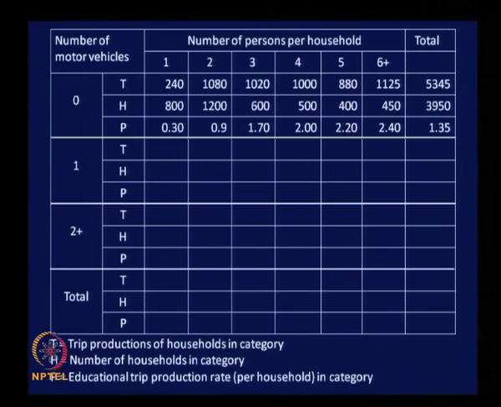Clear? This is just based on the field observed data. We are just tabulating the field observed data. So this is for daily trip. Always when we say trip, it is daily trip made on a typical working day.